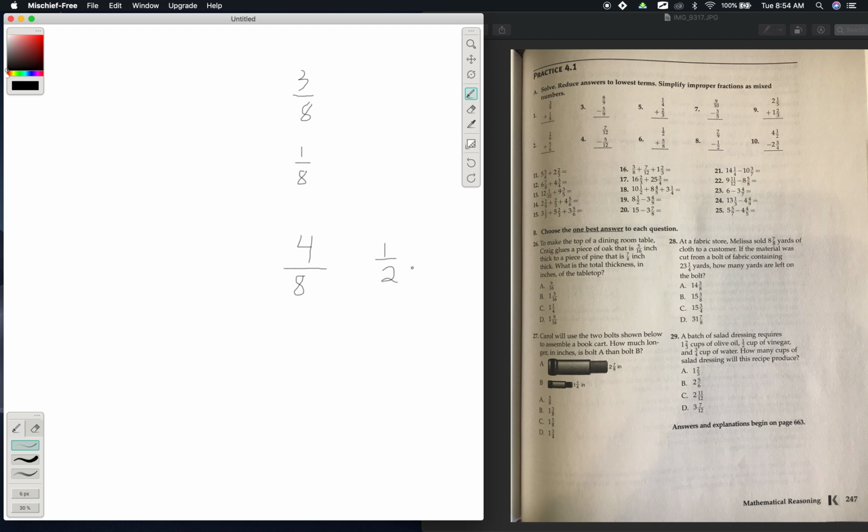Okay, you know that you've reduced it to its lowest terms when the only number that can go into both of these is 1. Okay, for example, obviously nothing else can go into 1 in this example because this is 1.